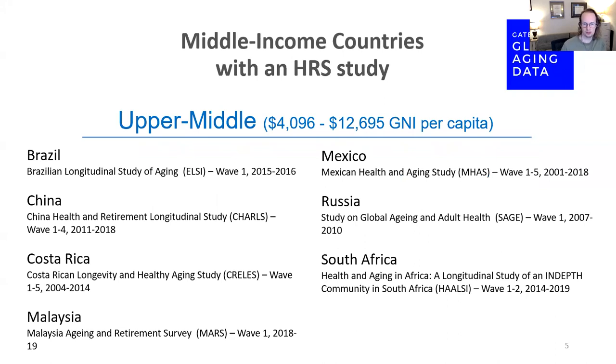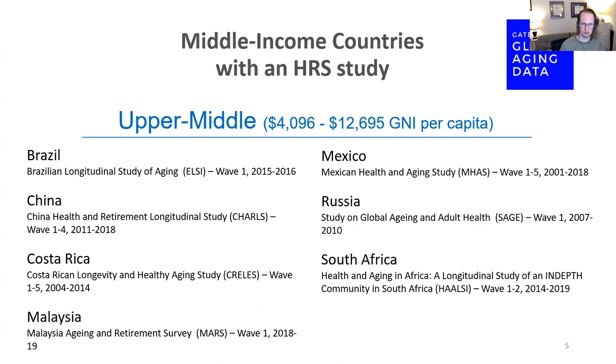So upper middle income countries, there's a little more coverage. Those range from $4,096 to $12,695 GNI per capita. So Brazil has a study. That study is called ELSI, the Brazilian Longitudinal Study on Aging. They have 1 wave of data available that was collected in 2015 and 2016.